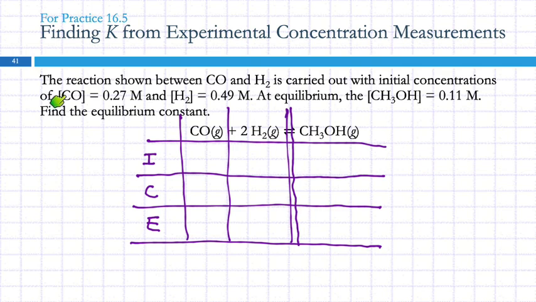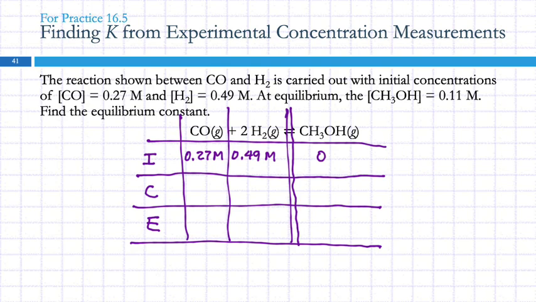It says the initial concentration of CO is 0.27 molar. Okay, so 0.27 molar. And H2 is 0.49 molar. It doesn't say anything about what the concentration of the CH3OH is. What can we assume? You know what assuming does, but we have to do that sometimes. That there's none, right? So we're starting with 0 of this.